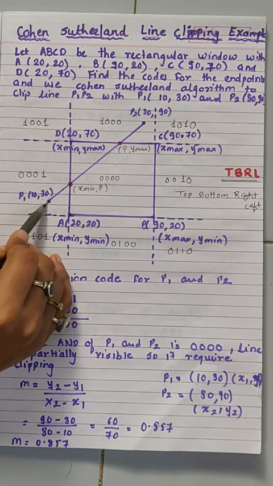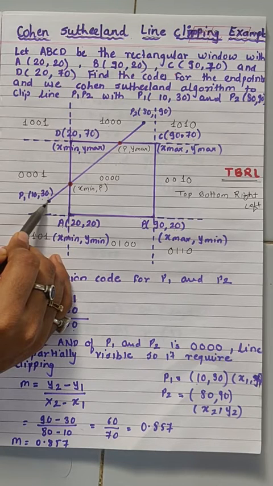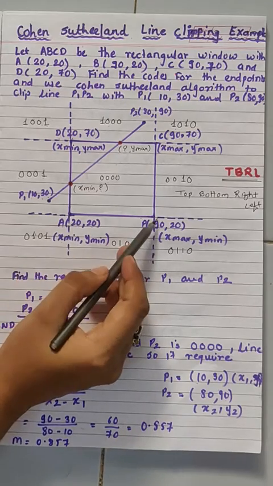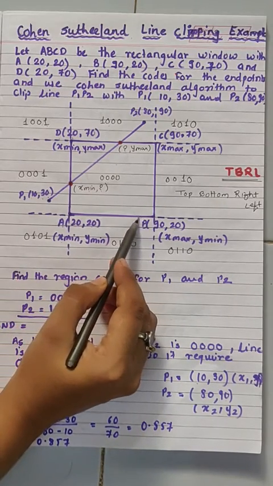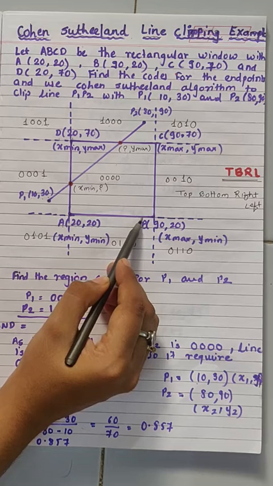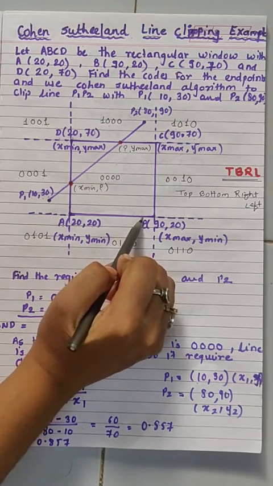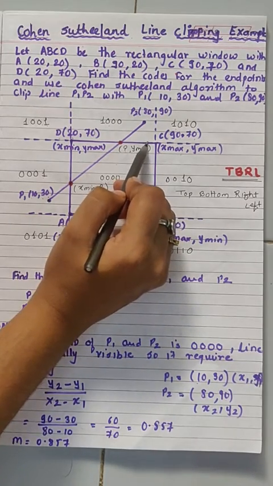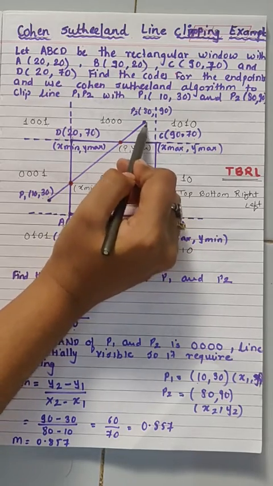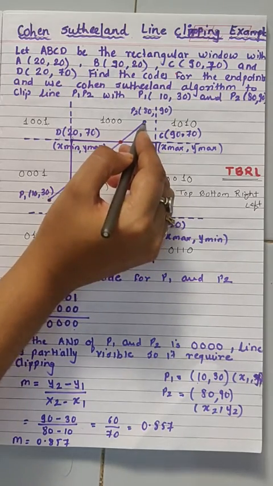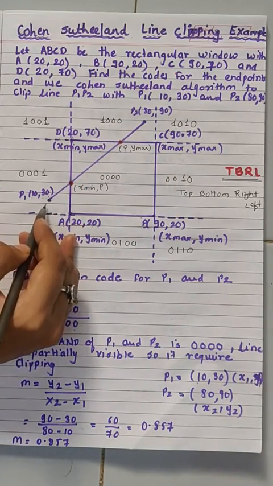Now the next step is to draw point P2, which has coordinates 80, 90. The x coordinate is 80, and x max is 90, so 80 will be somewhere here. The point P2 has y coordinate 90, and here we have a value of 70. So with 80 and 90, somewhere here we will get point P2. Our task is to plot this specific line.